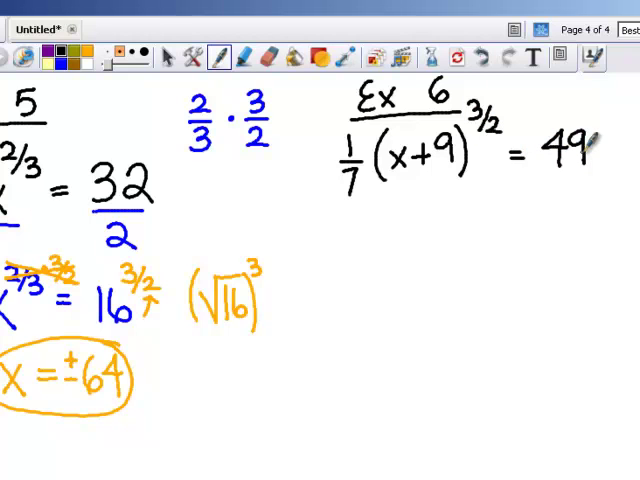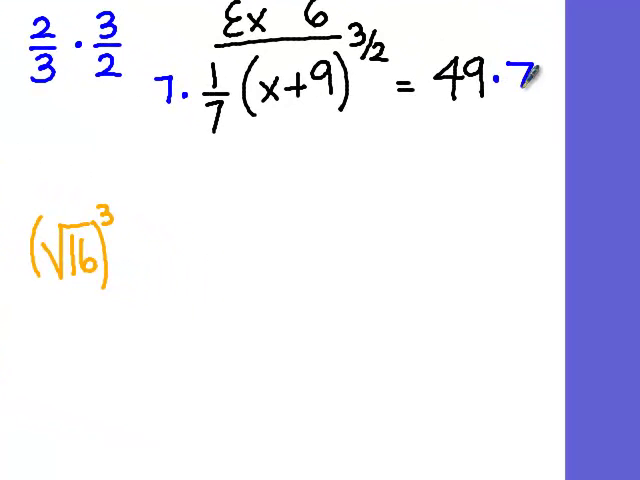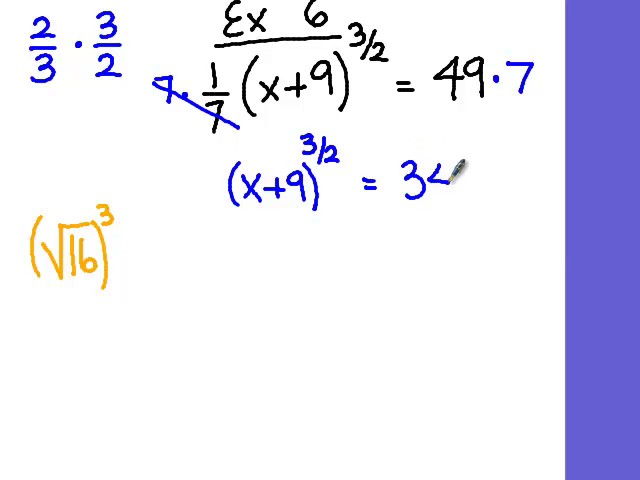All right, we're going to do the same thing. We want to get everything away from this area here. So if we have 1/7, I'm going to multiply both sides by 7 to get rid of it. Now we have x plus 9 raised to 3/2. And 49 times 7 is 343.